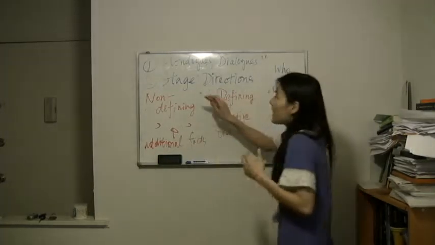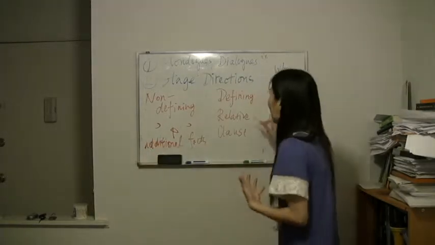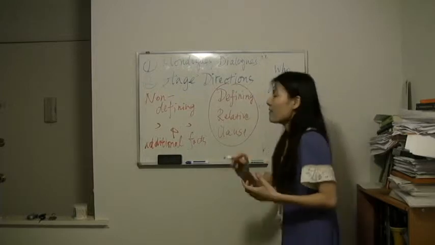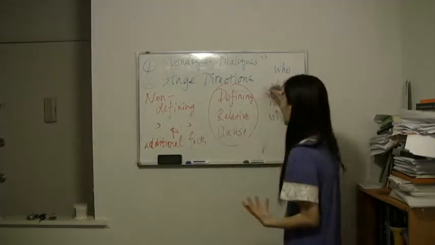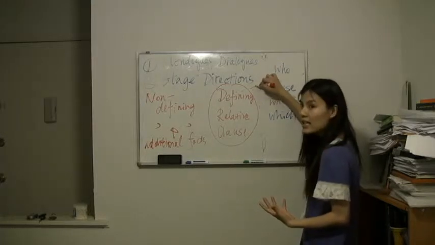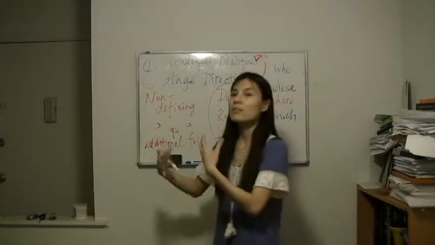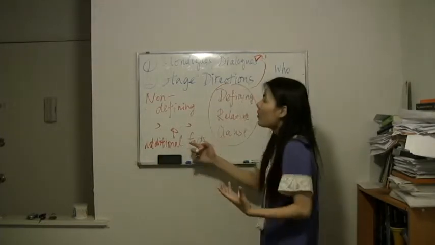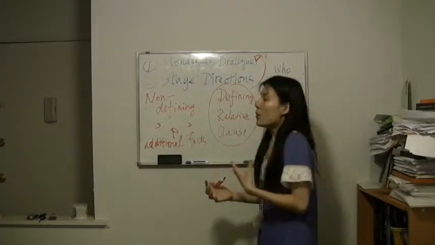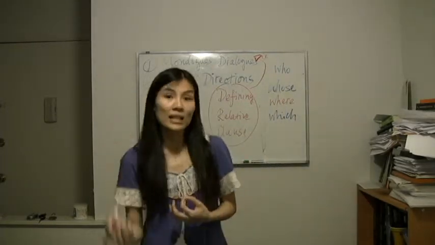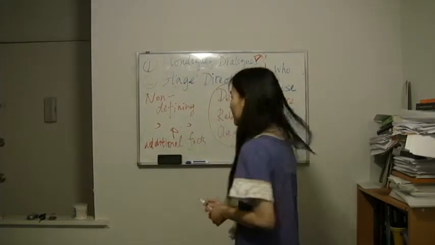So normally, we tend to use defining relative clauses in spoken English. That would be, yes, the first case for the dialogues or the monologues. While in another case, the non-defining relative clauses, we use it in some written English. That would be the stage directions.